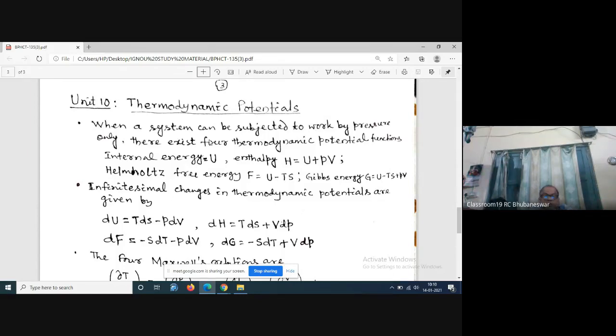Okay, to wrap up Unit 10, just an idea about the thermodynamic potentials. When a system can be subjected to work by pressure only, there exist four thermodynamic potential functions, all having the dimension of energy.